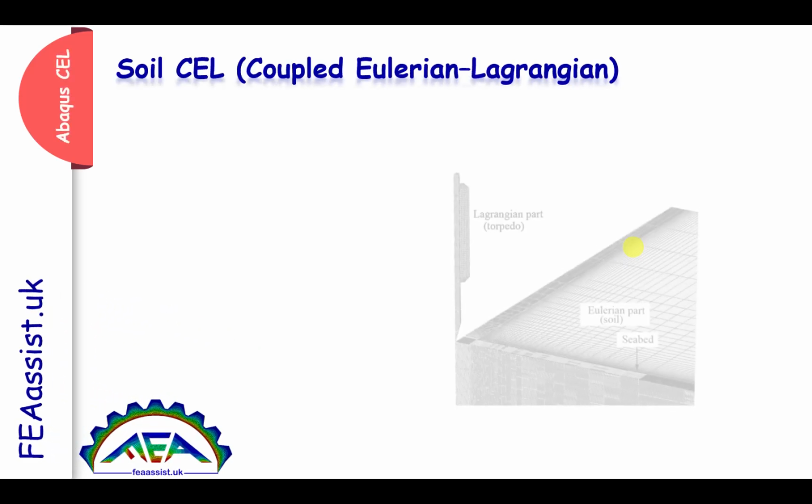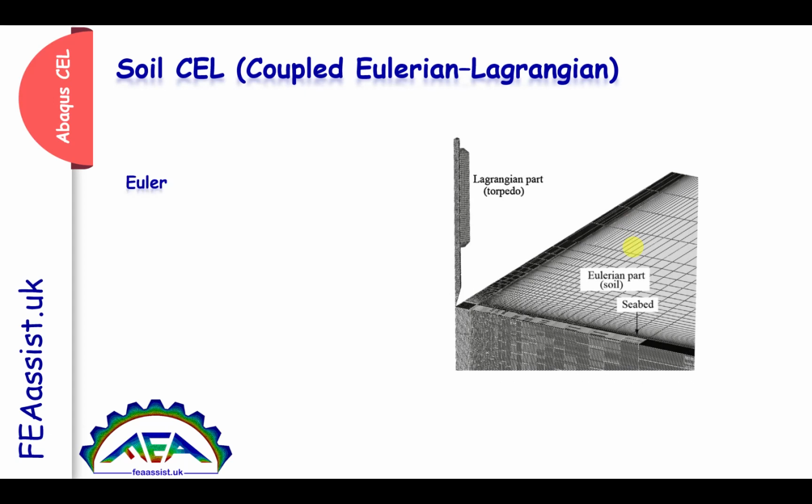Coupled Eulerian Lagrangian method. In this method, we have a Eulerian deformable soil part and we will have another part to apply the load, which is Lagrangian. It can be a rigid body or a deformable body.